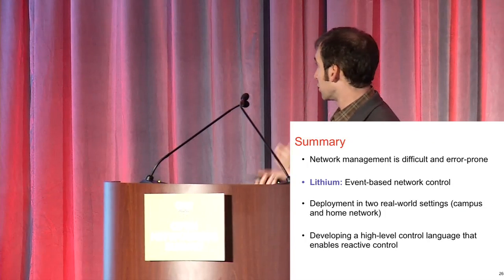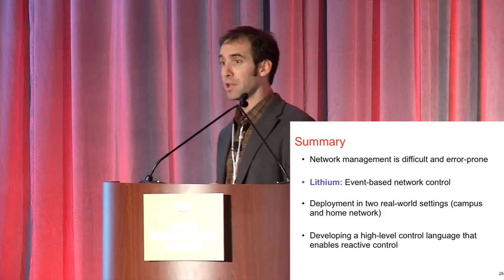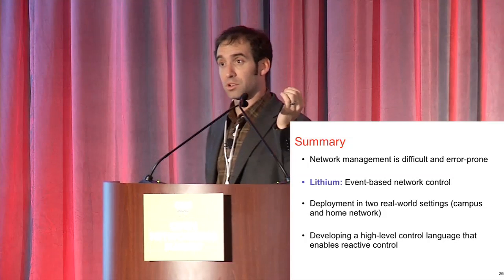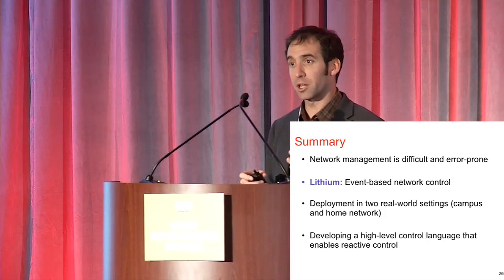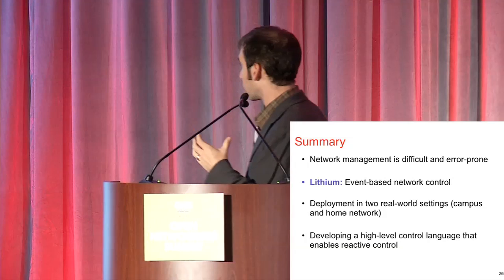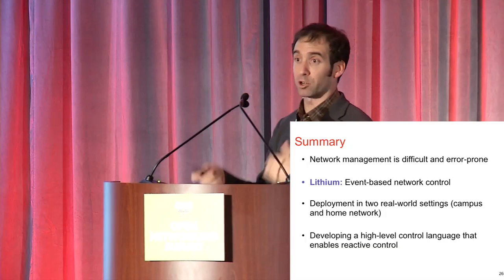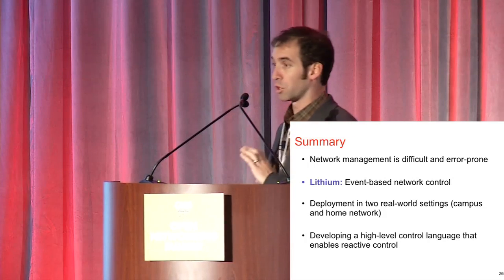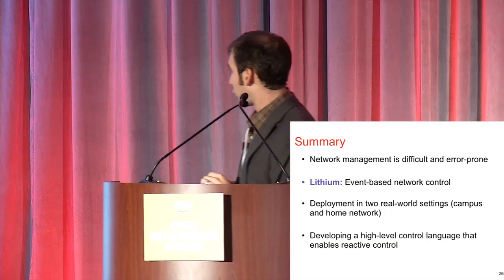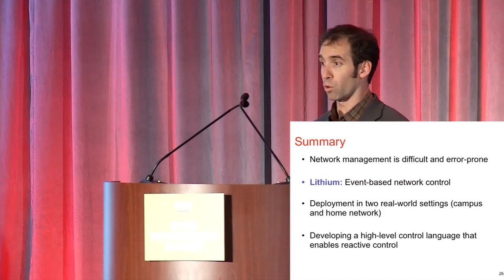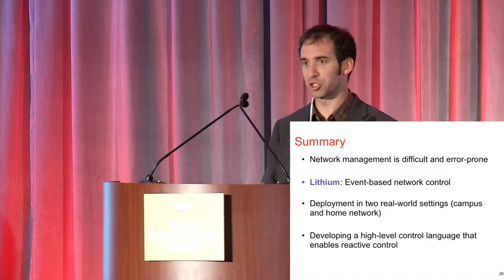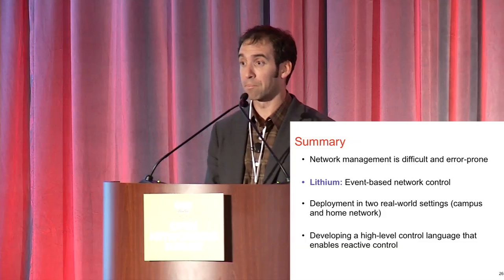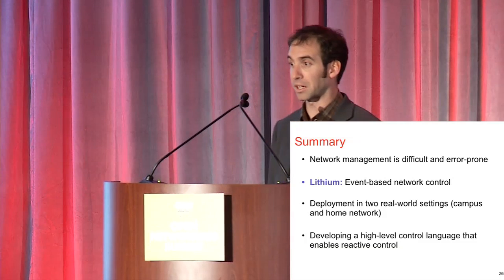So in summary, network management is quite difficult. It's quite error-prone. One of the major reasons is that changes are happening all the time. What I've tried to impart to you today is: what if we could take a different approach and automate many of those changes away by expressing those policies as actions that should happen when particular events occur? I've described a controller called Lithium, which enables that kind of event-based network control, and how we're deploying it in 2 real-world settings. I concluded with a brief discussion of the high-level control language that we're developing. I'm happy to take questions now, but just to remind you, if the home network application looks interesting to you, we are interested in users for that, and we're interested in getting your feedback. So we're happy to explore that further. Thanks.